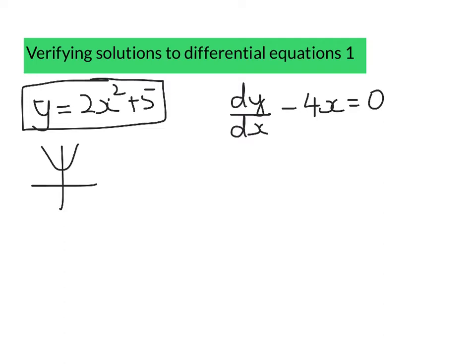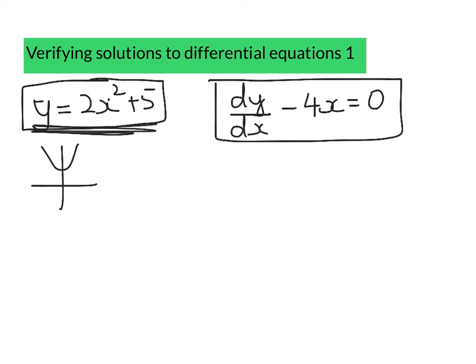But the idea of a DE is that it's an equation that has at least one, sometimes more than one, derivative in it. And the solution to that equation is not just a value of x, it's a pair of values of x and y. And in this case we're going to show that if x and y fit this relationship over here, then this statement is always true.